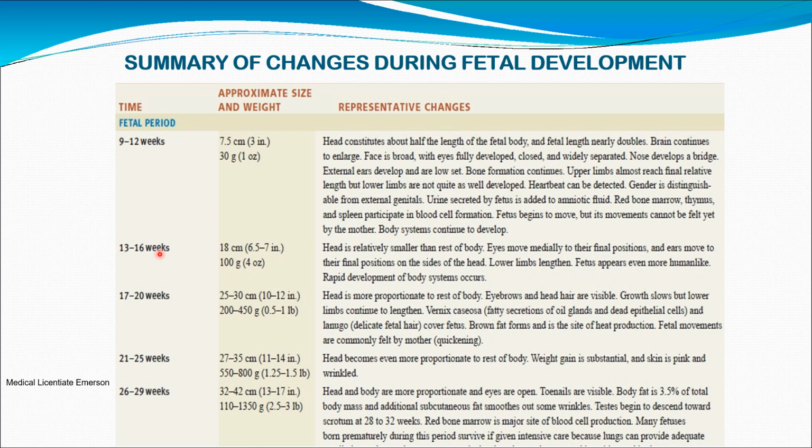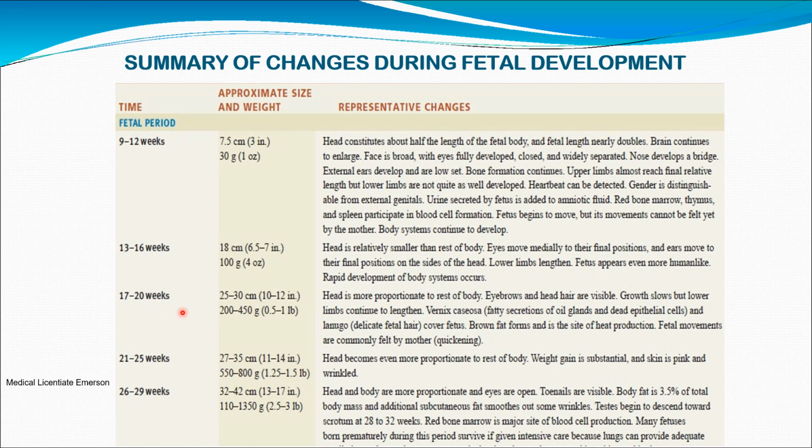Then what about the 13th to 16th weeks? Okay, this is our approximate size and weight. Okay, so in this period, the head is relatively smaller than the rest of the body. The eyes move medially to their final positions, and the ears move to their final positions on the sides of the head. Remember, initially we said they were rotating. Okay, then the lower limbs lengthen, and the fetus appears even more human-like. Then you have rapid development of the body systems also, which occurs.